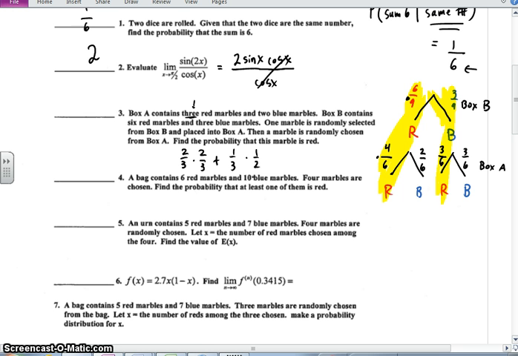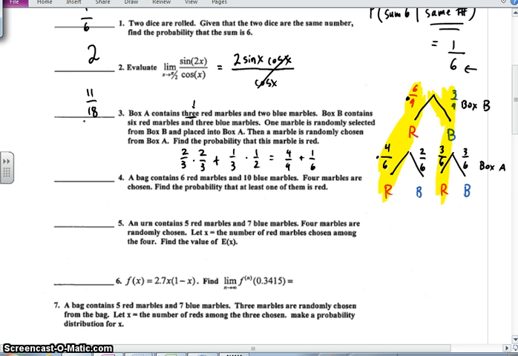Okay, and so if you do that, you get 4/9 plus 1/6. Okay, and this is like 8/18 plus 3/18. That is 11/18. That's how we get our total answer.